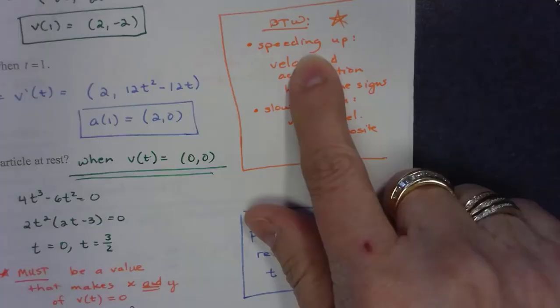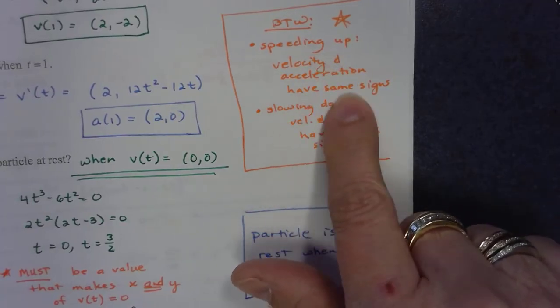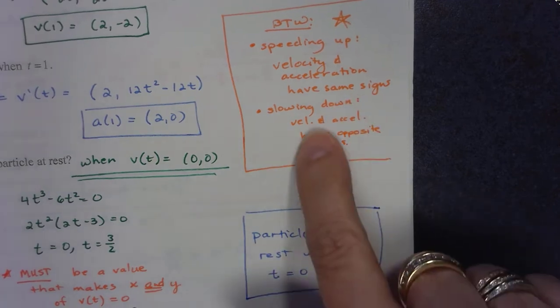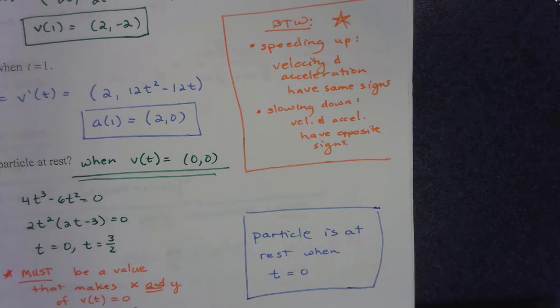Part D, by the way: we are speeding up when our velocity and acceleration have the same signs. We are slowing down when velocity and acceleration have opposite signs.